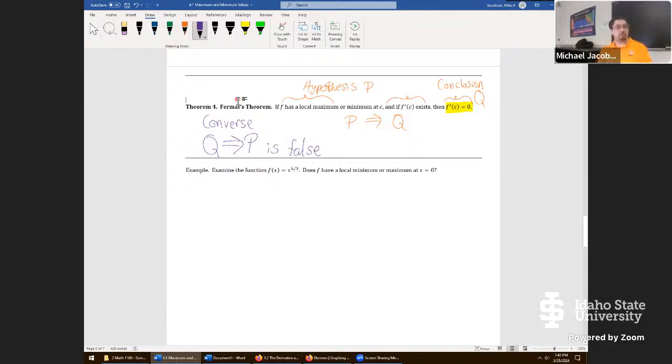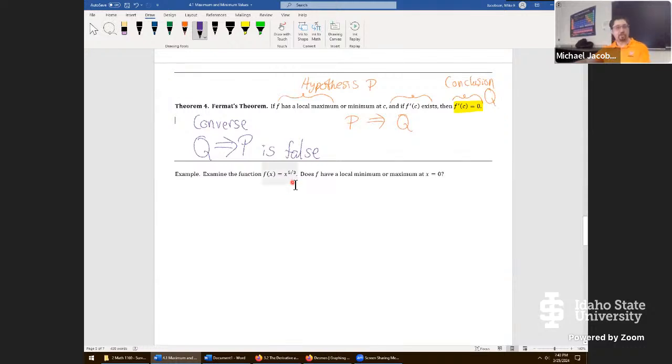Fermat's theorem is still useful because it tells us wherever the derivative is 0, that's the first place you start to look. But it's not a guarantee you actually have a maximum or a minimum. You have to start with all of this as being true to guarantee the derivative is 0, but then you can't go backwards in that entire statement. Here's a function. Let's see just how it works with this one.